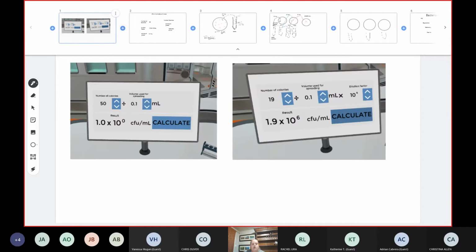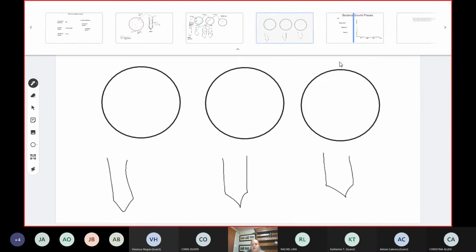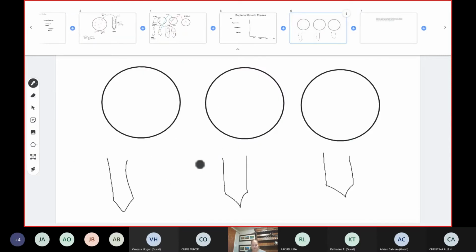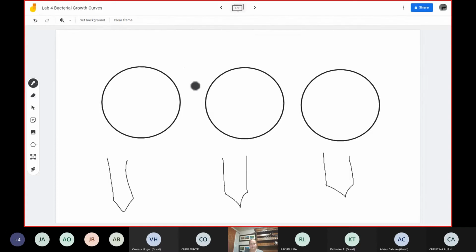So going back to this original one, what do we do in case of serial dilutions? What I set up here is to explain a little bit about serial dilutions for you guys.